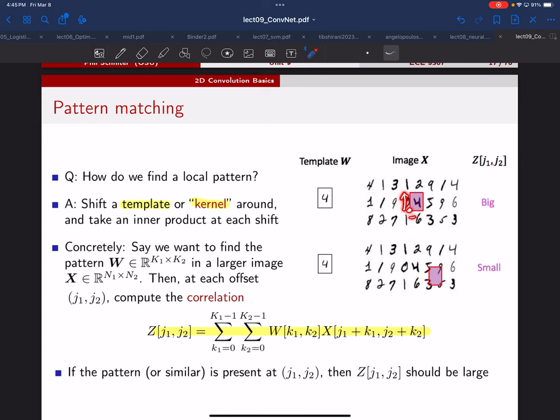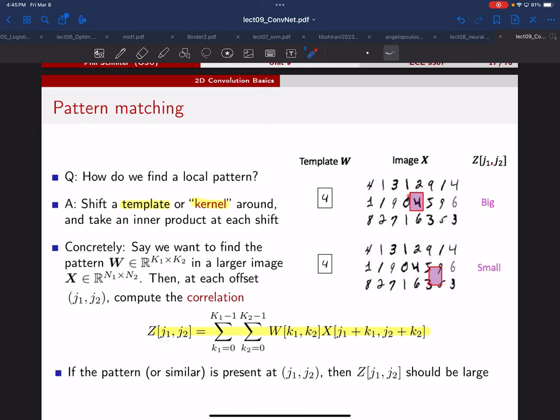As k2 increases, we're going this way. This is now for a fixed output j1, j2. So here is j1, j2, that tells us the output. That tells us essentially the location of where the template is. We do our sum across these k's, and we sum up all those k's, and we get the output at that location. And I want to do this operation for all the different j's.